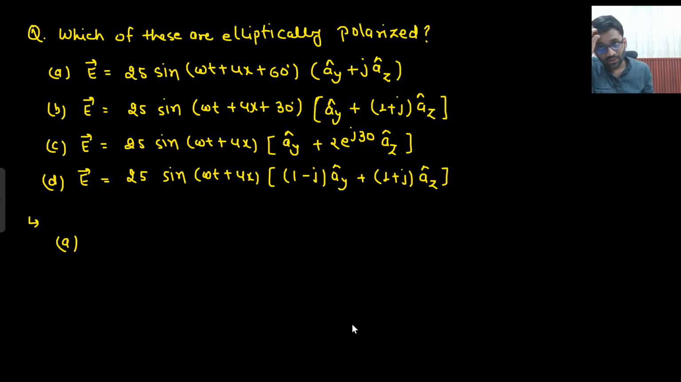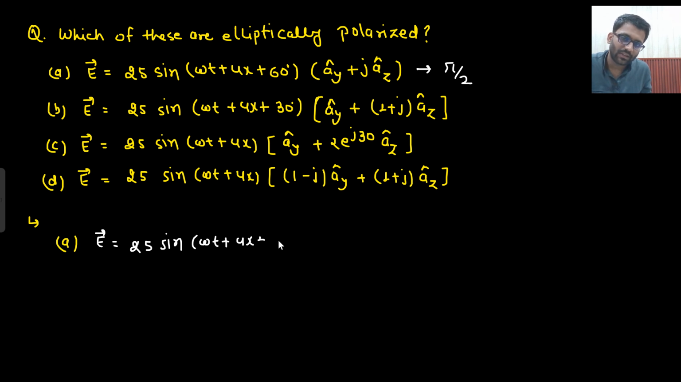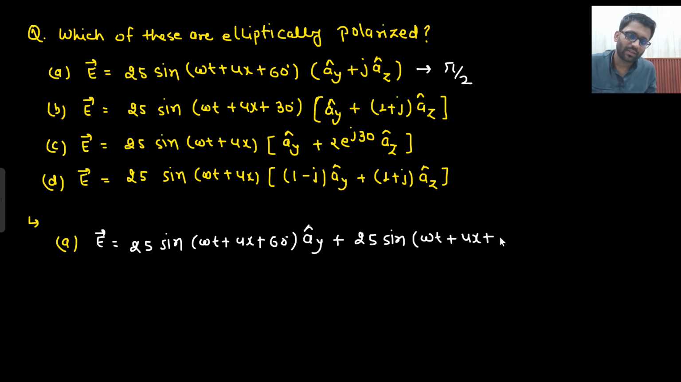Let's answer this question. Which of them are elliptically polarized? What do you think? You break it down and you will get to know. This is having a phase shift of pi by 2. But here amplitudes are equal. You do not think that, sir, one is having 25 amplitude, the other one is also having 25 amplitude. No. If you break it down, how will you break it down? 25 sine omega t plus 4x plus 60 degree ay cap plus j az cap would come. So j is phase shift pi by 2 only. So 25 sine omega t plus 4x plus 60 degree plus pi by 2 az cap.